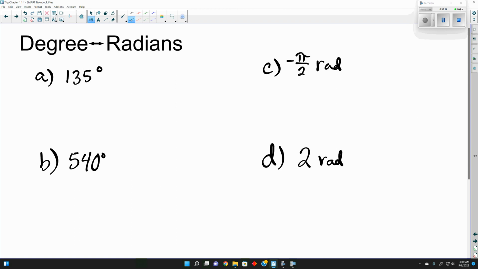So for this first one here, since we're talking about degrees, means we're going to radians. So we would take 135 and multiply by pi over 180. We know we'll leave our answer in terms of pi. Because unless we absolutely have to simplify it to a decimal, I leave it in terms of pi.